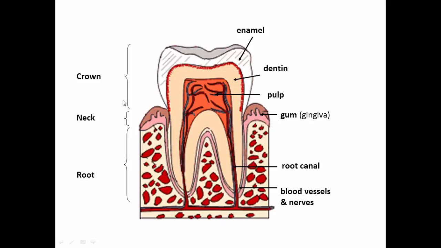The part of the tooth that we see is called the crown. The part that is level with the gum or the gingiva, which is the fancy way of saying gum, is called the neck. And the part that is embedded in the jawbone is called the root of the tooth. And there are 2 little canals that go down from the pulp, which join up with the blood supply and nerves that are running through the jawbone, and that's what connects the tooth.